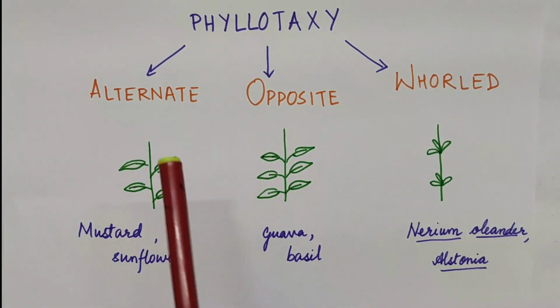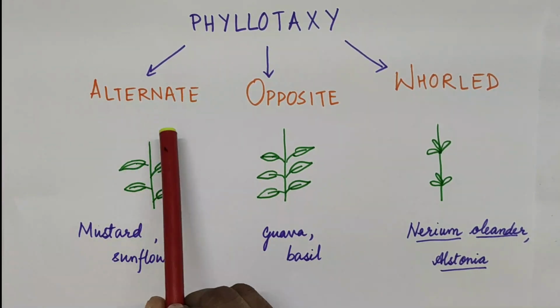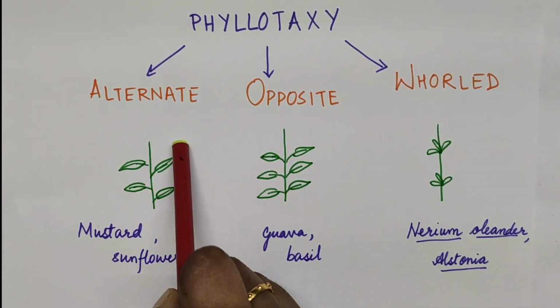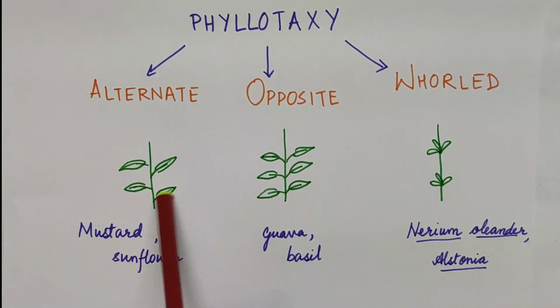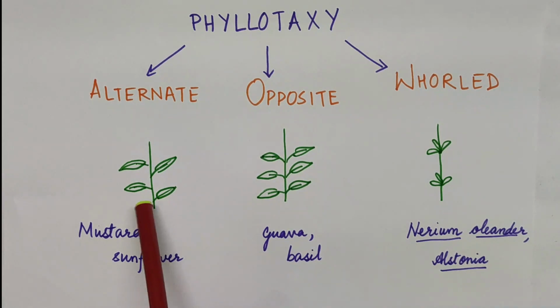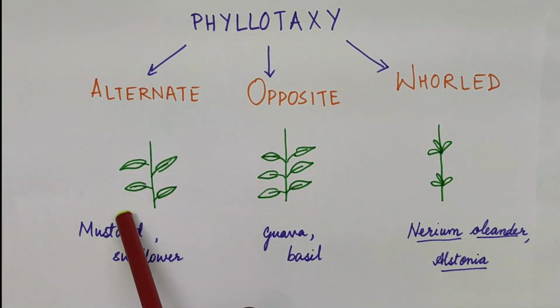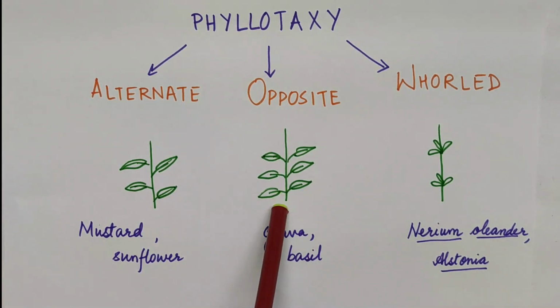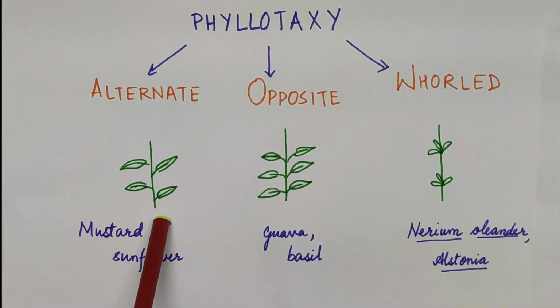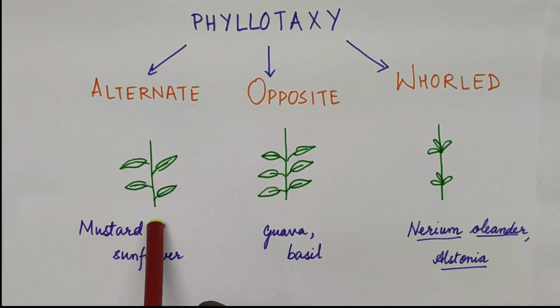Now you might have understood. There are again three types of phyllotaxy. What are they? First one is the alternate arrangement. In this, what is happening? One leaf is arising from one node. Node is the point from where the leaf arises, that is called a node. So when one leaf is arising from one node and the other leaf is arising from another node, and they are not opposite to each other, like in case of opposite phyllotaxy, then it is called alternate. The one leaf arising at one node.